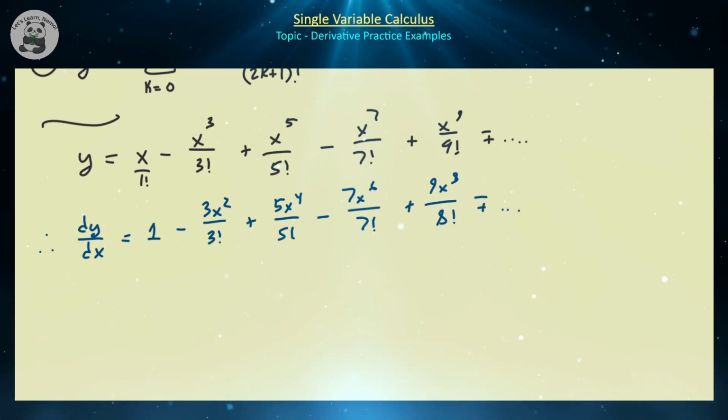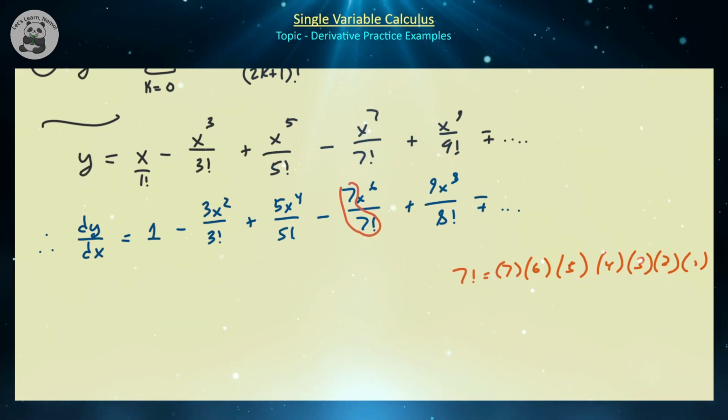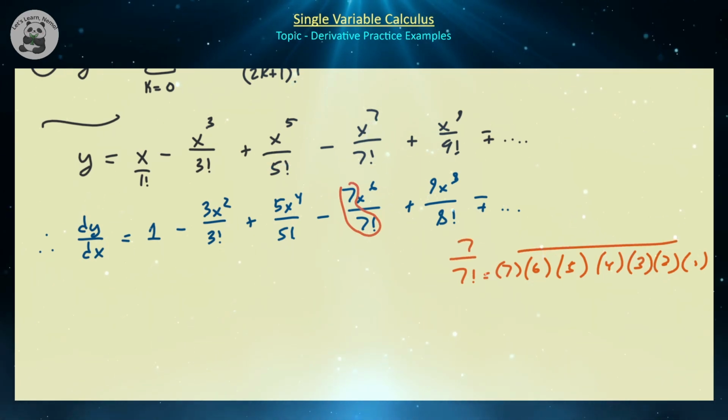Now, if you don't remember what factorials are, if we just look at, for example, 7 factorial, that's the same as 7 times 6 times 5 times 4 times 3 times 2 times 1. And if we look at this particular term, notice that we have a 7 on top. So if you have a 7 on top, notice that those 7's cancel, and we're just left with 1 over 6 factorial on the bottom.